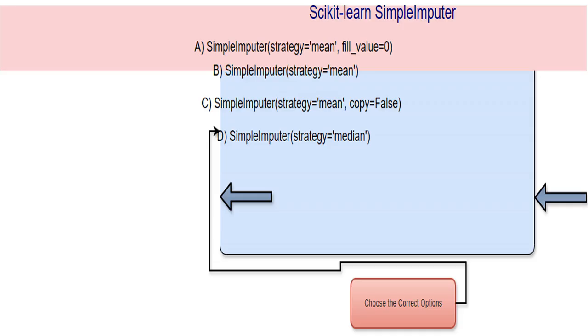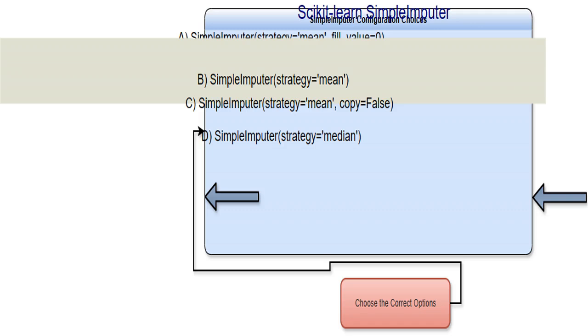This option sets the imputation strategy to mean, but also includes fill_value. While not wrong, fill_value is typically used when I want to replace missing values with a specific constant. It's not needed when using the mean strategy and adds unnecessary complexity. Here's a simple and effective option. I'm setting the imputation strategy to mean without extra arguments. This is the straightforward way to fill missing values using the column's average.